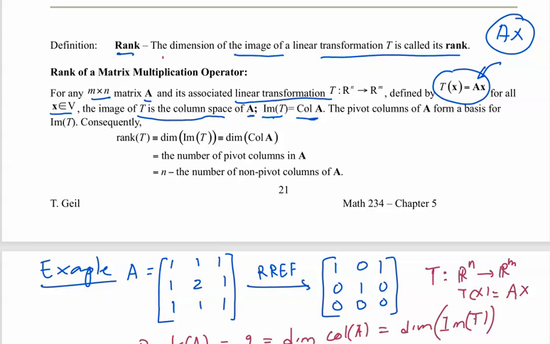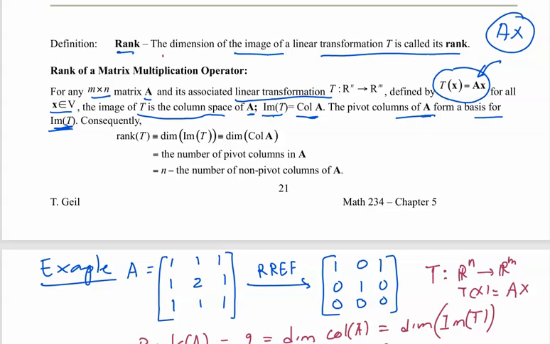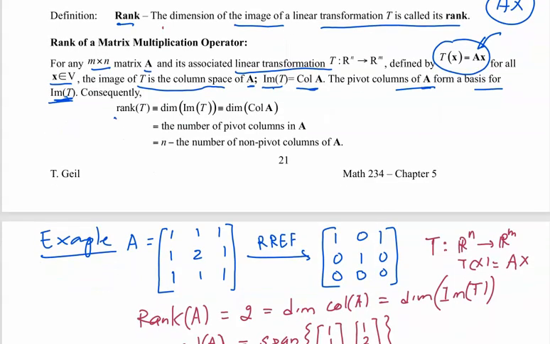What is the column space of A? I'm going to show you an example in a second here. The pivot columns of A form the basis for the image of T. That's what we're going to talk about too. So again, one more time, the rank of T is exactly the same as the dimension of the image of T, or the dimension of the column space of A, which I'm going to explain in a second.